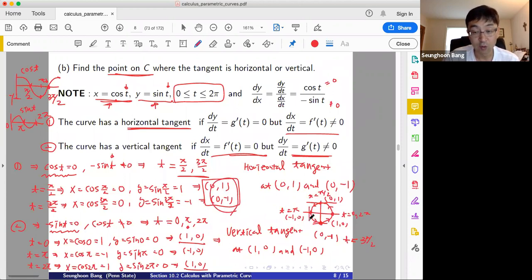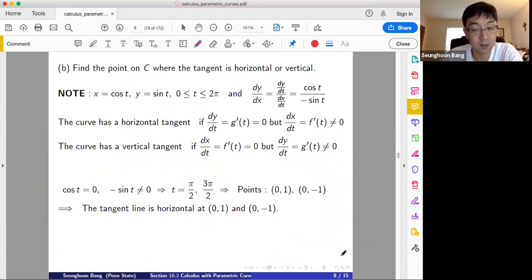We have two vertical tangent lines at angles 0, pi, 2 pi, right? 0, pi, 2 pi. Yes, that is 1, 0, negative 1, 0, 1, 0. Yes, this is true. So by using the graph, this is the idea.